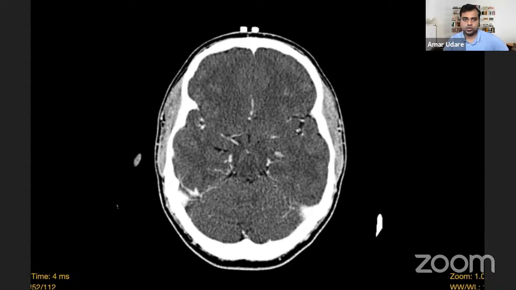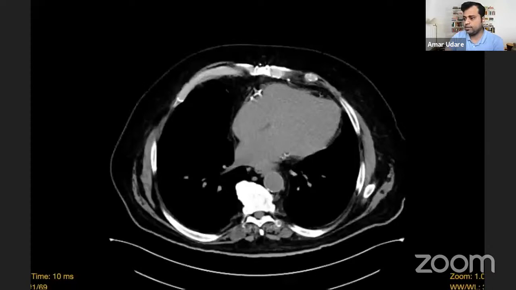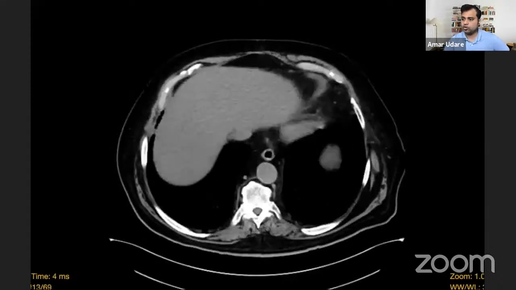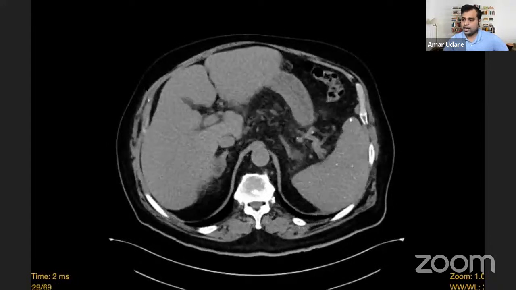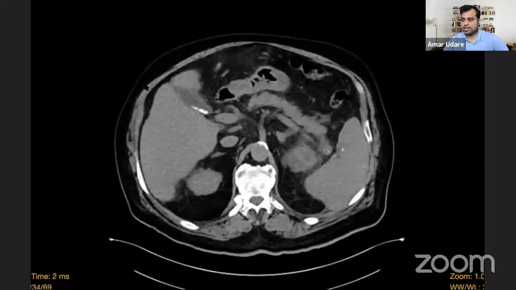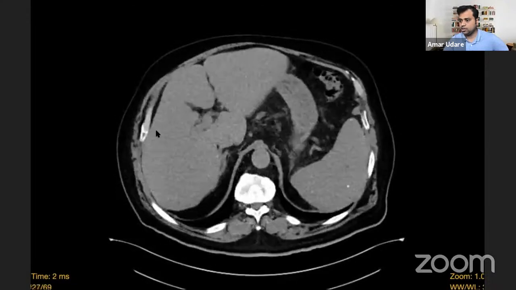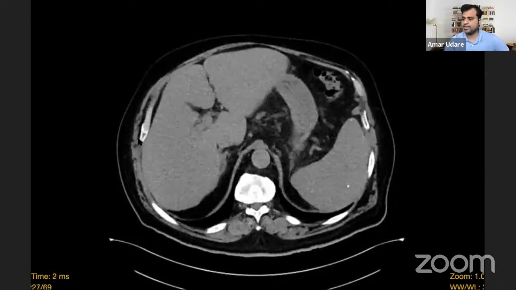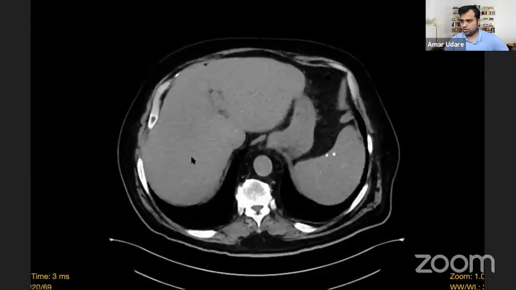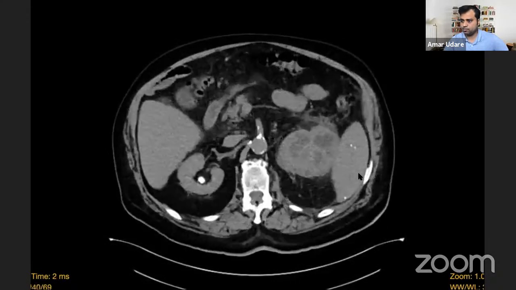Okay, so this was the case that I think I shared on our Facebook group. This patient presented with left-sided upper abdominal pain. I have non-contrast and arterial images for you. So, left upper quadrant pain. This is the non-contrast CT. The liver looks fine. There are some calcified splenic granulomas.